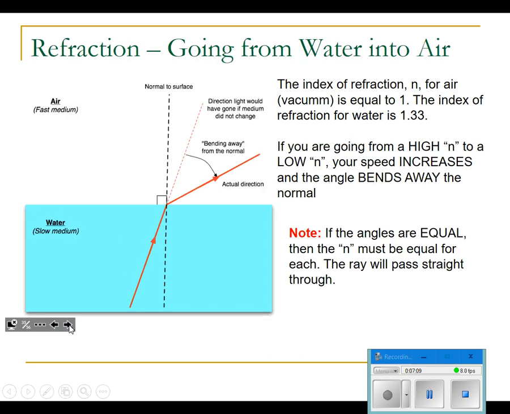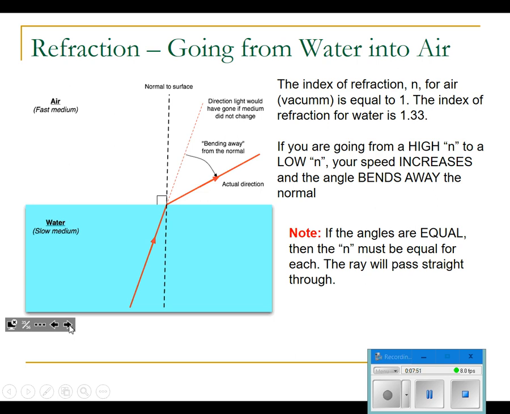So that angle has to go lower because it's slowing down. Okay. Then the index of refraction for air is still 1, and the index of refraction for water is still 1.33. But if you're coming from the water and going into the air, your speed is going to increase. And when it increases, it's going to move away from the normal. So that angle is going to get bigger instead of smaller. If the angles are equal to each other, which does happen sometimes, I said they wouldn't be equal, but sometimes they will, then that has to mean the N of the two mediums is exactly the same. That's the only way the ray will pass straight through.